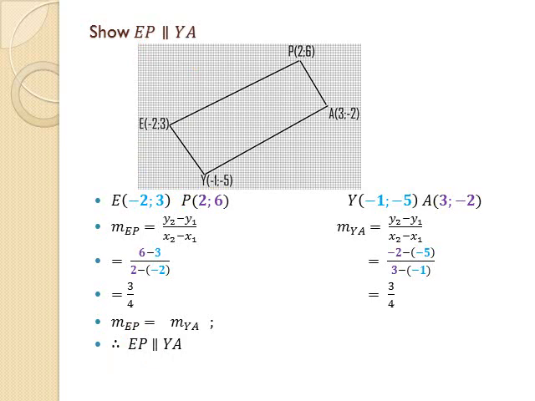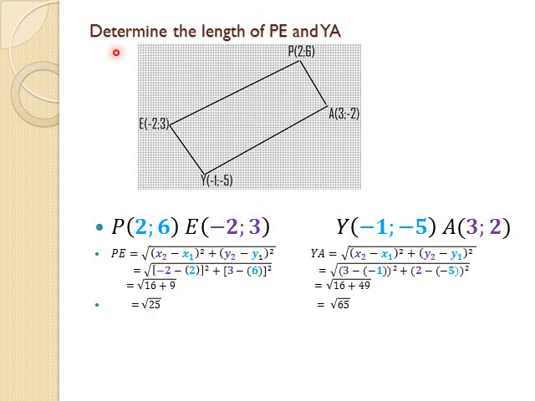Right, so hope you follow, you understand so far. Alright, now in the last problem, determine the lengths of PE and YA. So therefore P and E, P I have (2, 6), E I have (-2, 3). So PE equals square root, distance formula, (x2 minus x1) squared plus (y2 minus y1) squared. So the distance formula is to work out how long that line is, the length of the line.